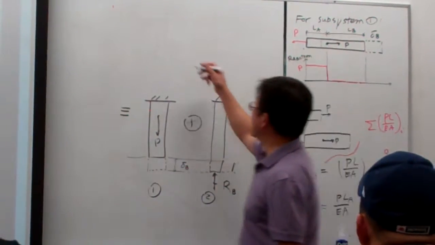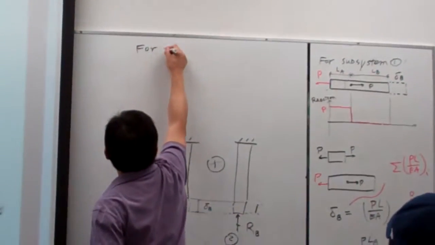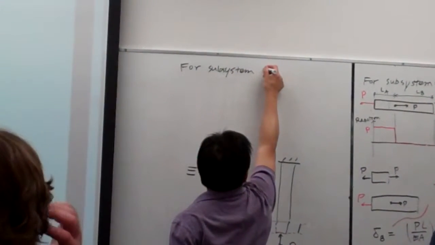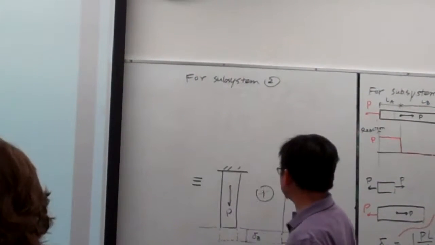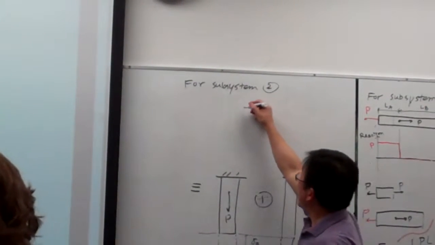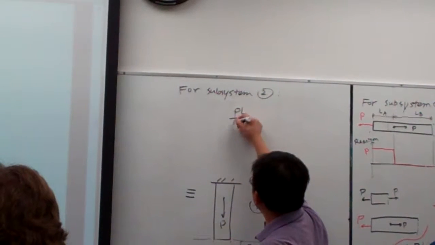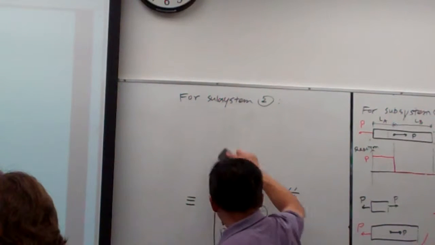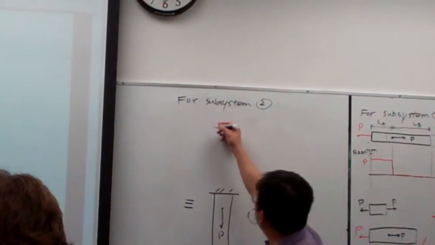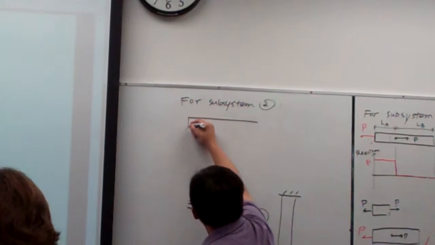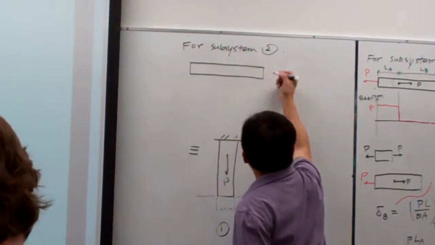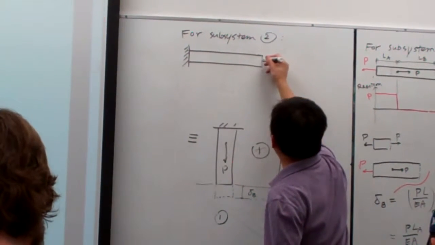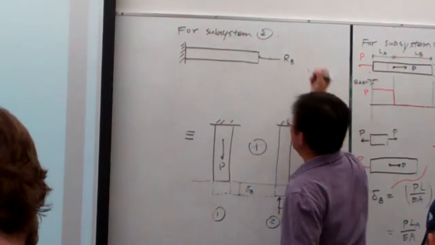So that means for subsystem 2, the RPL over EA. For subsystem 2, the whole thing is like this. We have the system, let me tilt it 90 degrees, and this is the reaction force here, RB, which is unknown.